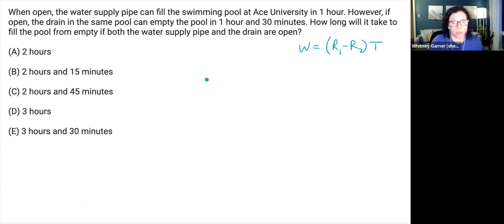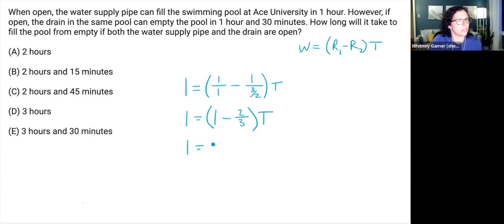So my goal is to fill a pool, one whole pool. And we're doing this in hours, it would appear, fractions of an hour. And so I've got one of my pipes that can fill one pool in 1 hour. And we're subtracting off the drain that empties one pool in 1.5 hours, or let's call that three halves. Let's stay in fractions. And I wonder how long it's going to take. So I've got one minus reciprocal, two thirds. So one equals 1/3 T, or 3 hours.